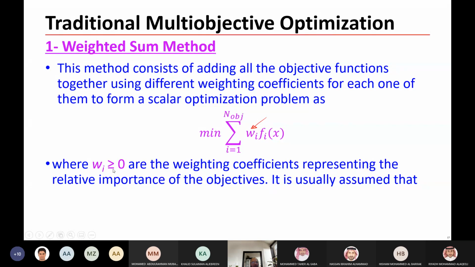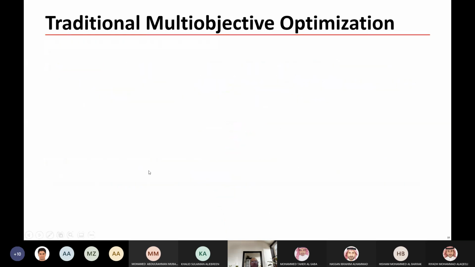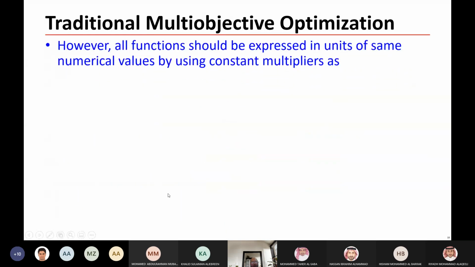The weighting is greater than or equal to 0 and the summation equals 1. It is usually assumed that the summation of all weights equals 1. So if you have a number of objectives equal to 2 or 3, you have W1, W2, W3, and the summation of all these objective weights equals 1. So this is the weighted sum.